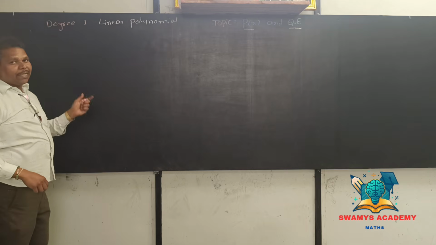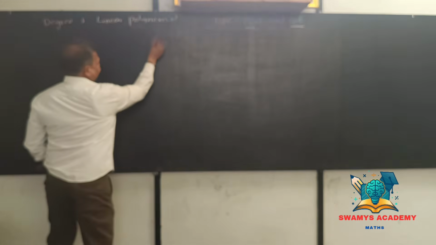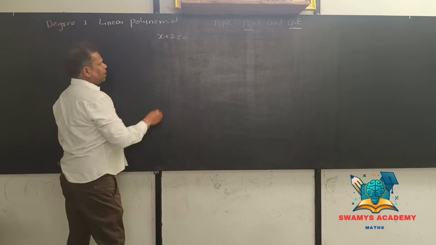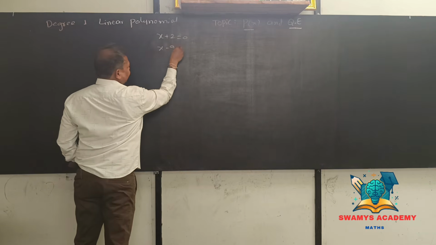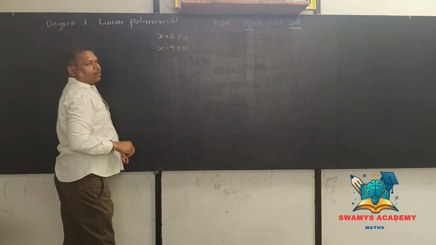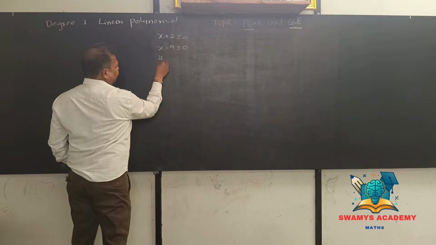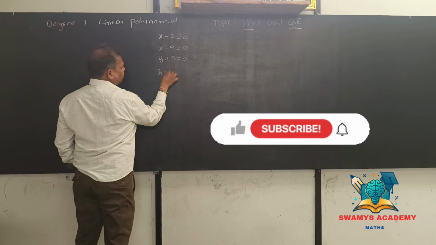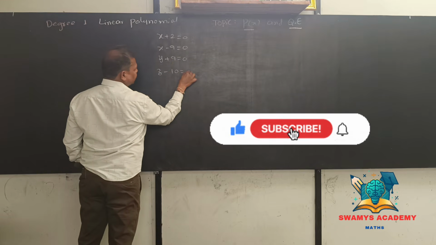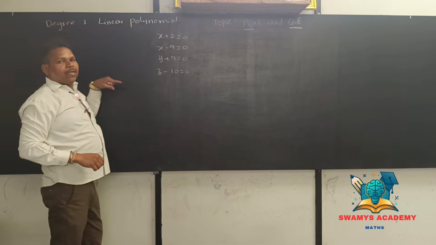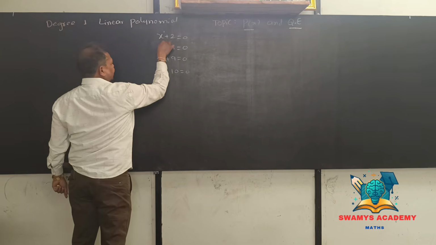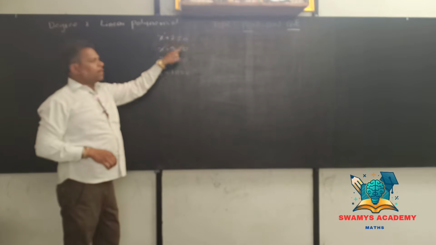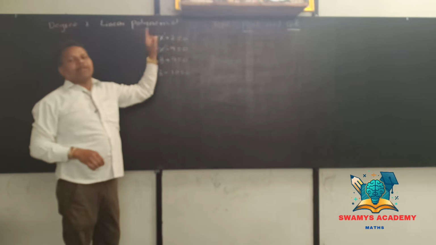Example for linear polynomial: x plus 2 equals 0, x minus 9 equals 0, y plus 9 equals 0, z minus 10 equals 0. For all of these, the degree is 1. So if the equation is there, we call it a linear polynomial equation.